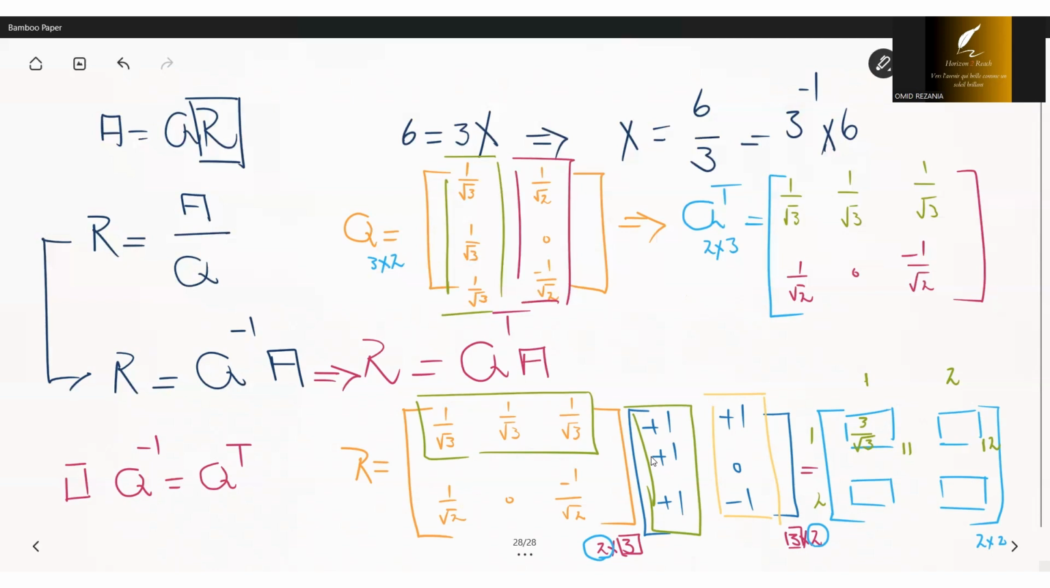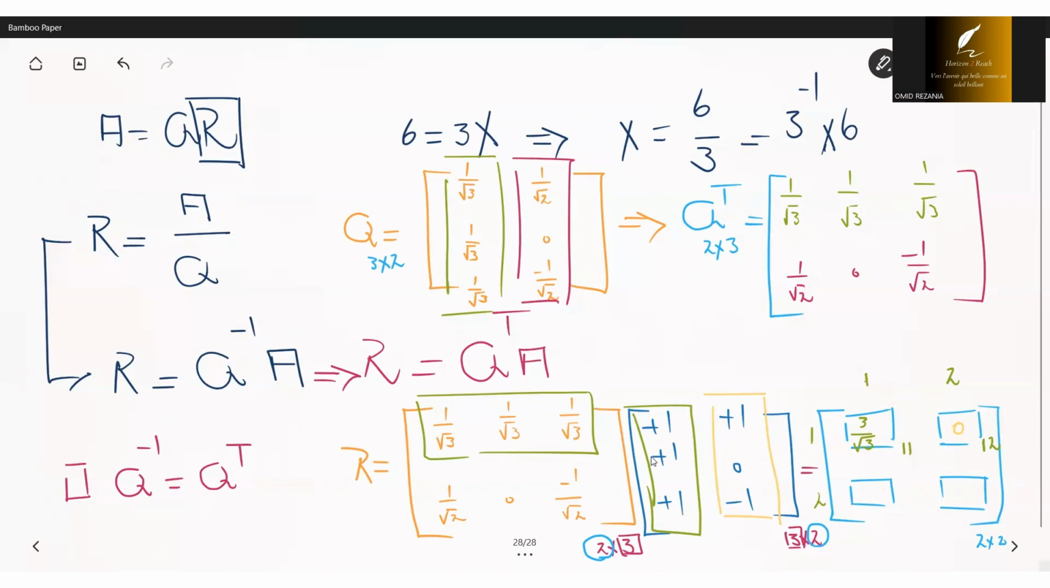Now, look at this. This becomes 1 over root of 3. 0 times 1 is going to become 0. Minus 1 over root of 3 becomes minus 1. Then I get 0. Brilliant. 0. The other element, which we have 2 by 2.